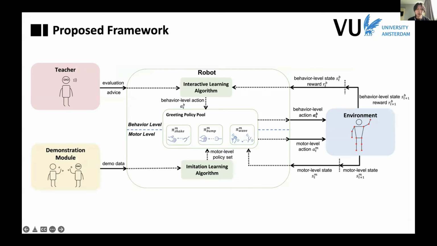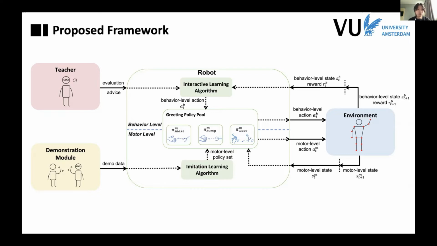Specifically, our framework uses a hierarchical structure, which is divided into the motor level and the behavior level. For the motor level, we are going to use imitation learning and let the robot learn the motor skills for different social behaviors, such as fist bump, high five, handshake, etc. And after the robot learns the social skills, it will then use interactive learning for the behavior level.